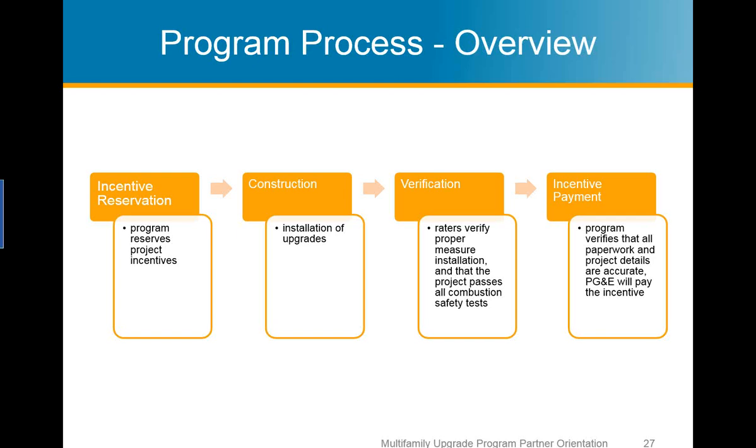And once all of the upgrades occur, the verification performed by the rater is to verify that all of the proper measures were installed and the project is passing all of the combustion safety tests. At that point, the rater will submit all of the verification documentation to the program. And please refer always to the program handbook for all of the requirements for the verification process. Once the project has passed verification from the on-site and also desktop review of the program, then the incentive will be requested to be paid by PG&E.